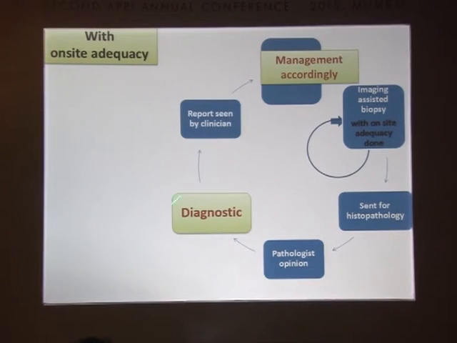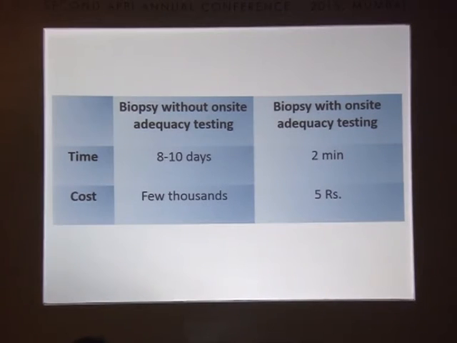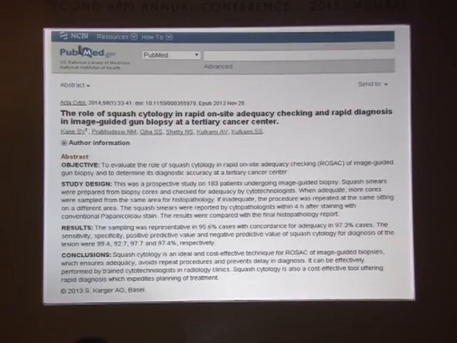Previously, it was another cycle. Here, it's the shorter one. If you get inadequate material, it is repeated. Most often, it becomes diagnostic on the second pass. So you can save the time, and you can save the cost. Repeat CT, repeat biopsy means the cost runs in thousands. Here I showed 2 minutes and 5 rupees, if you do not consider the cost of the microscope.